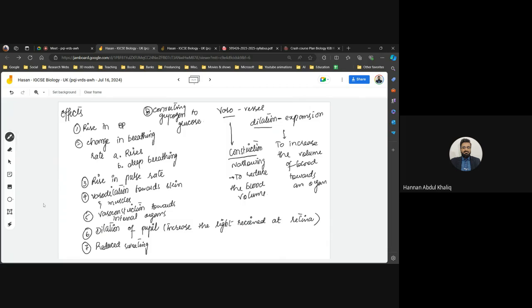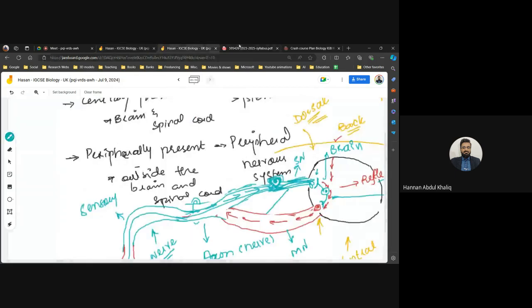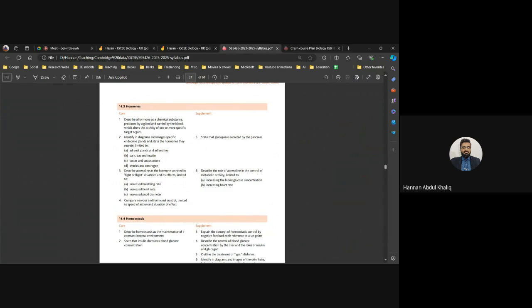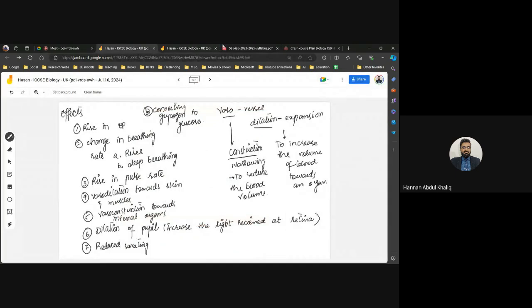So, rise in BP, change in breathing, rise in pulse rate, vasodilation towards skin and muscles, vasoconstriction towards internal organs, dilation of pupil, reduced sweating, converting glycogen to glucose. Breathing rate, heart rate, pupil diameter, increasing blood glucose concentration, increasing heart rate. So everything is covered.